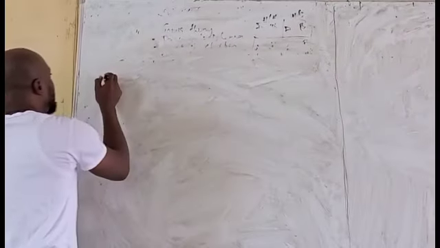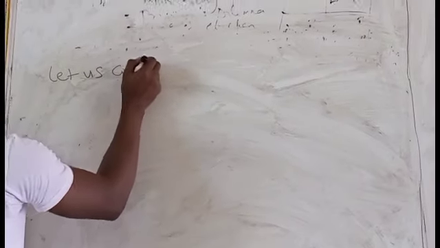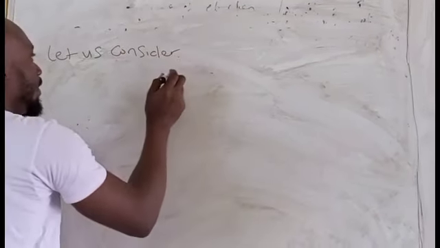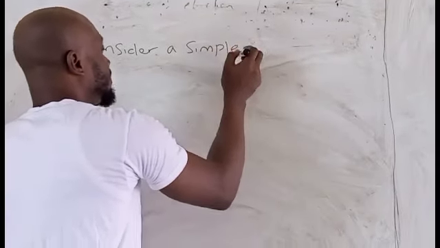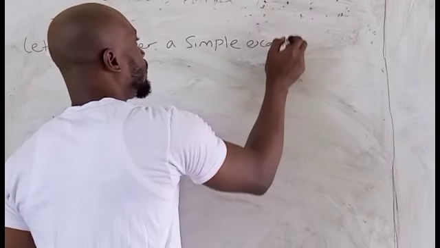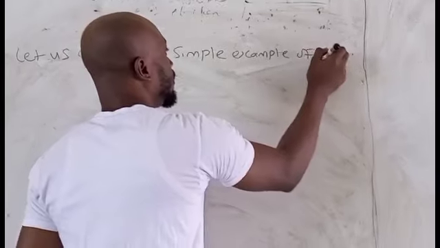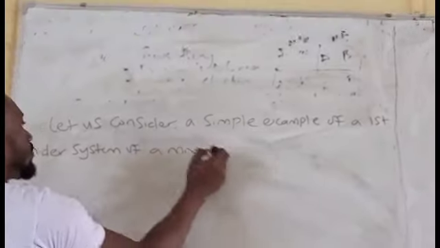So, let us consider a simple example of a first order system of a mixing process.